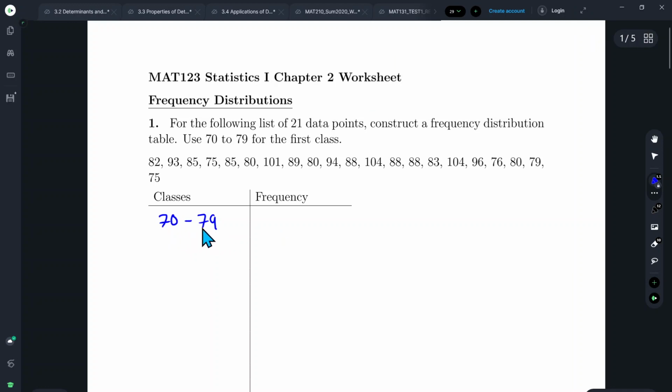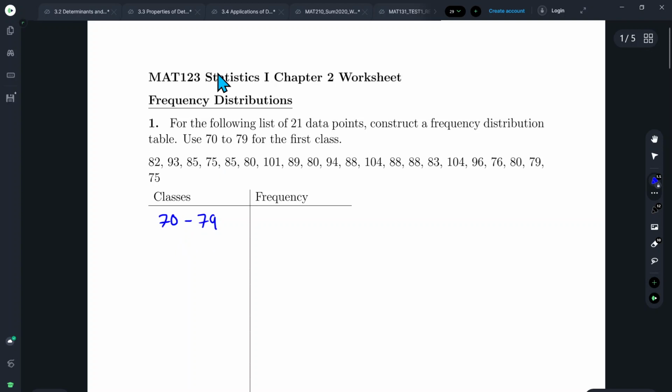Again, these classes are meant to group the data points together according to how many of the values fall into each class. Since the lowest value here appears to be 75, we want our first class to capture the lowest value, and we want the highest class to capture the biggest value, which seems to be 104. Okay, so we have our first class.